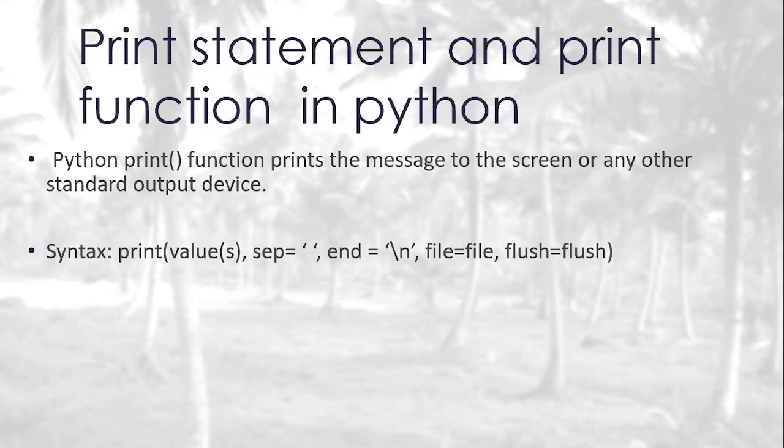File is an object with a write method. Flush is a boolean, specifying if the output is flushed, which means true, or buffered, which means false. Returns: it returns output to the screen.